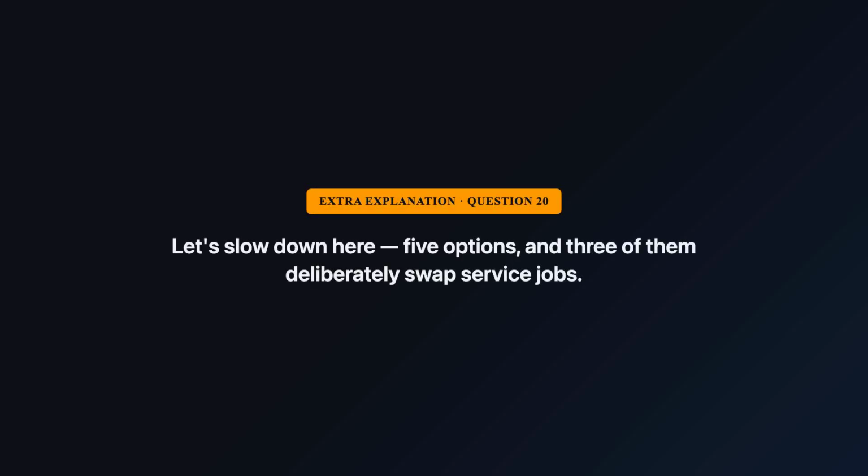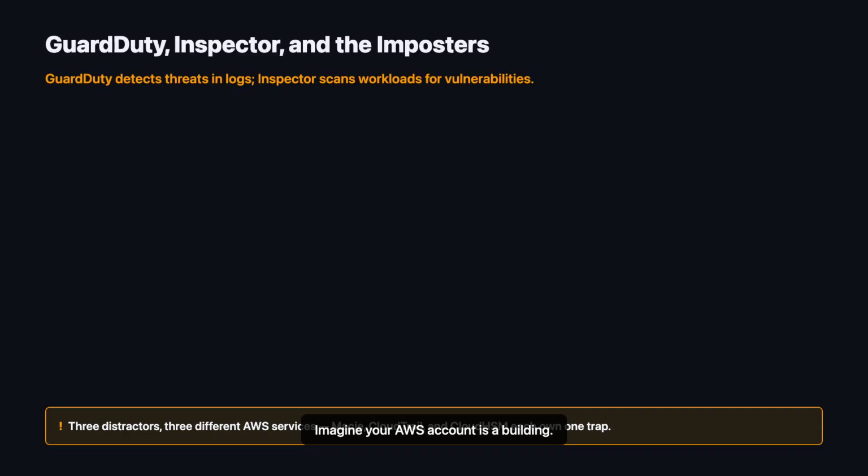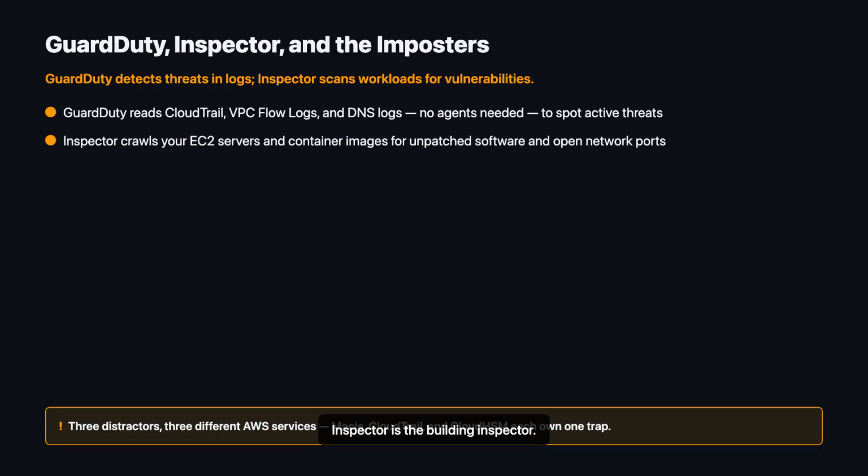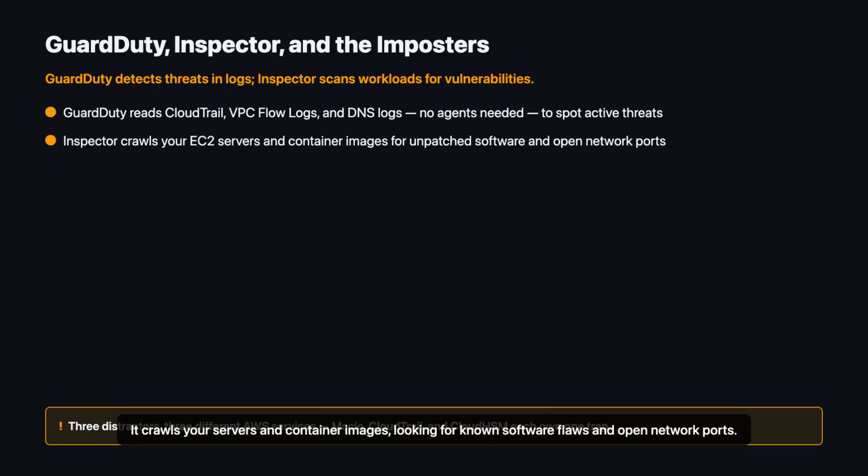Let's slow down here. 5 options, and 3 of them deliberately swap service jobs. Imagine your AWS account is a building. GuardDuty is the security camera. It reads your CloudTrail and network flow logs, looking for threats, like 47 login attempts from a known botnet. Inspector is the building inspector. It crawls your servers and container images, looking for known software flaws and open network ports.